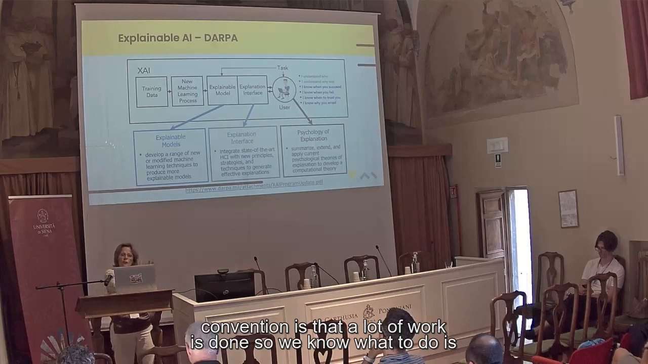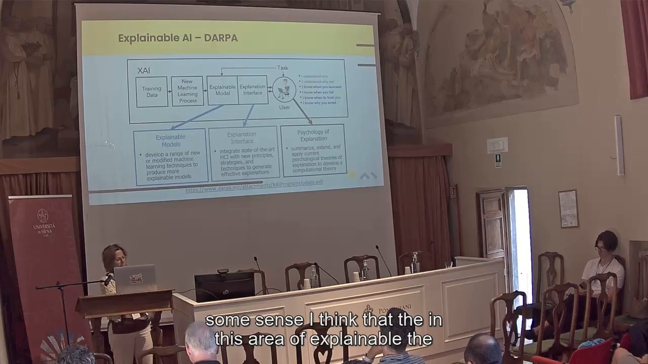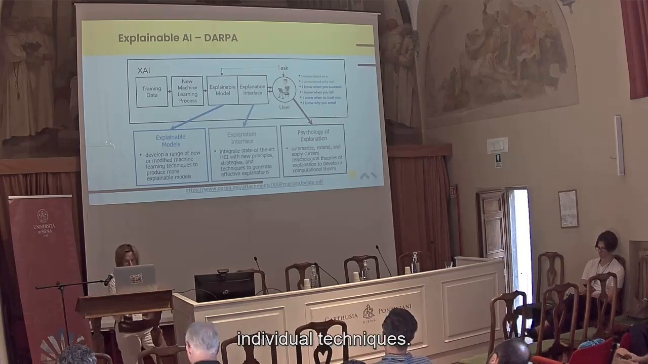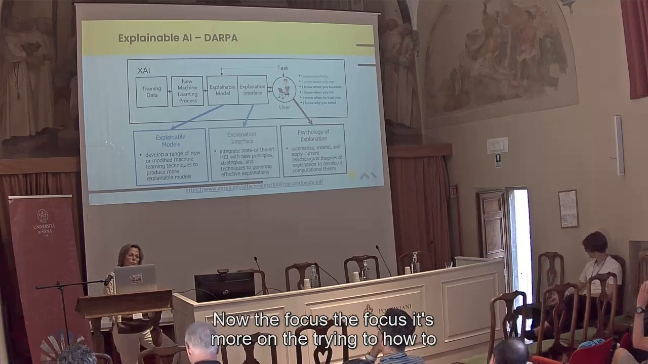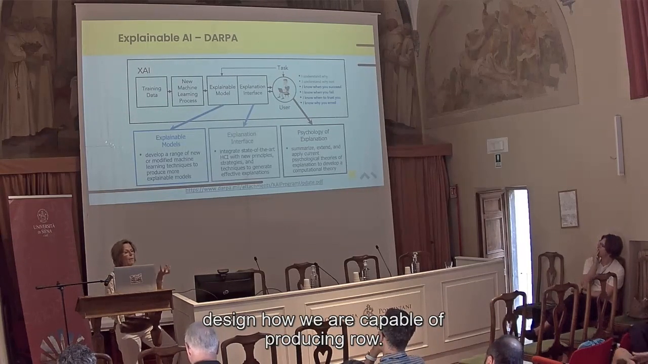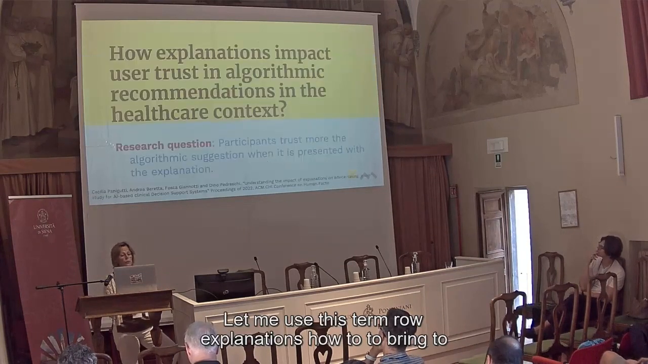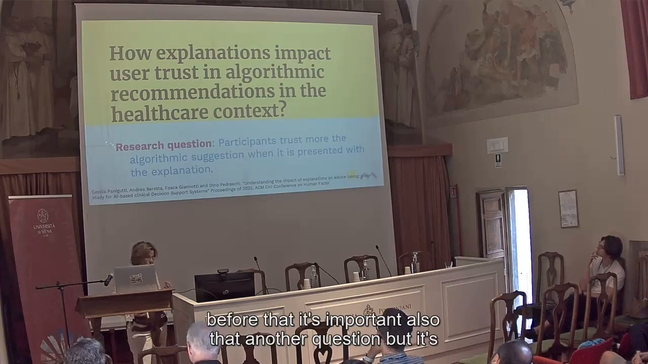Okay, so my conviction is that a lot of work is done, so we know what to do. A lot of refinement is possible. But in some sense, I think that in this area of explainable AI, the major ideas are there. It's a matter of really improving each individual technique. Now the focus is more on how to design this. We are capable of producing raw, let me use this term, raw explanations. How to bring this in a way that is useful for the user.